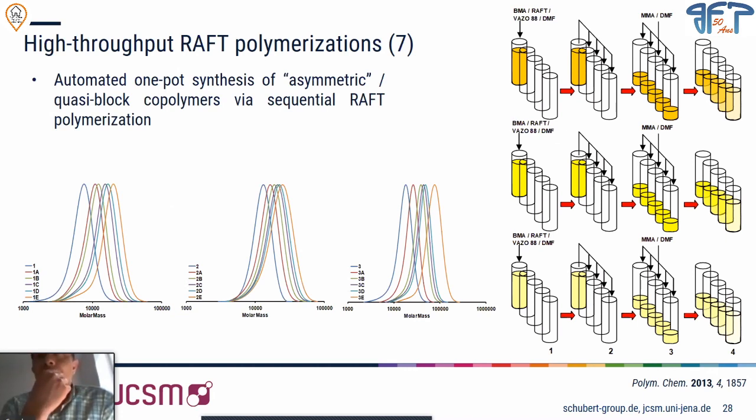A typical example we published, for instance: you start with 3 different macro RAFT agents in 3 different reactors, with different lengths. Once you finish the first part of the polymerization, you distribute this original solution into new reactors, at the same volume. So you end up with these 4 or 5 different macro RAFT agents, and then you add the second monomer at different concentrations. That means you will achieve different chain extensions or lengths in the polymers. And of course, you can vary the conditions to achieve big libraries of block polymers in this case.